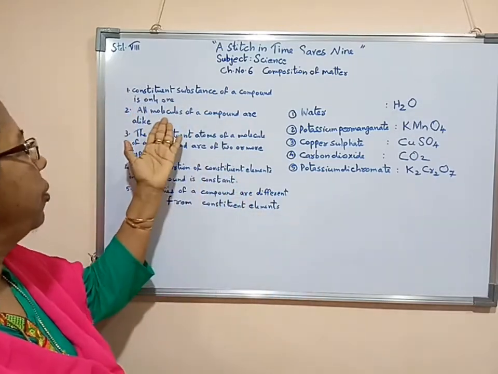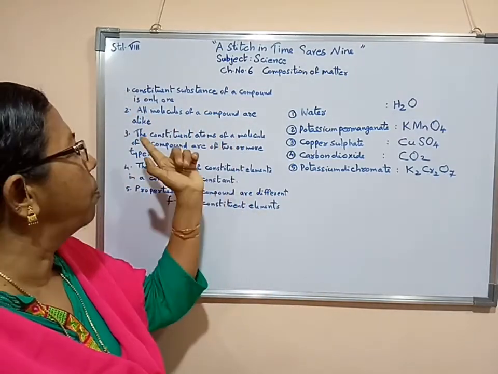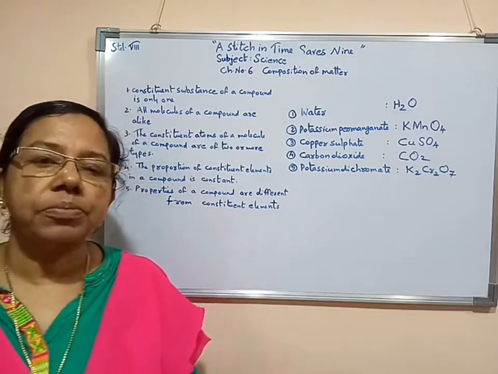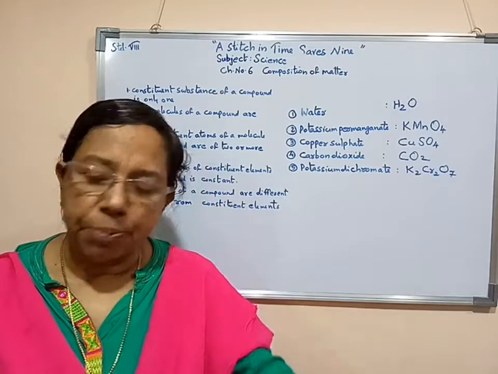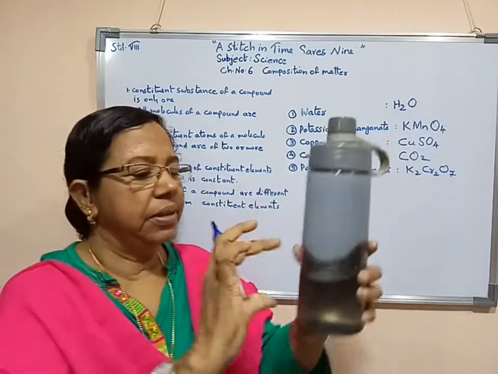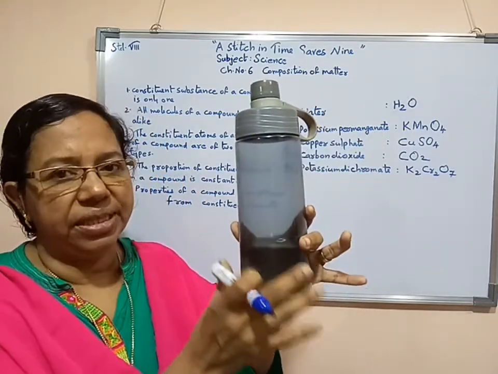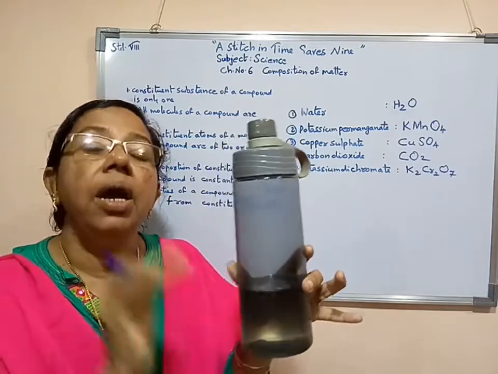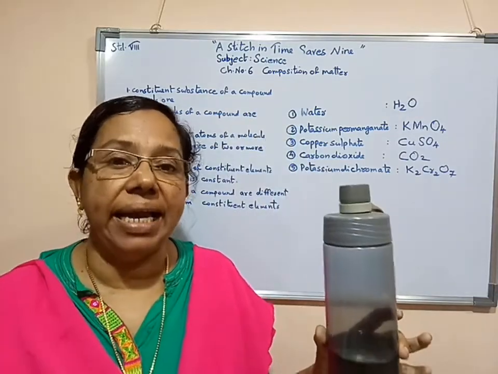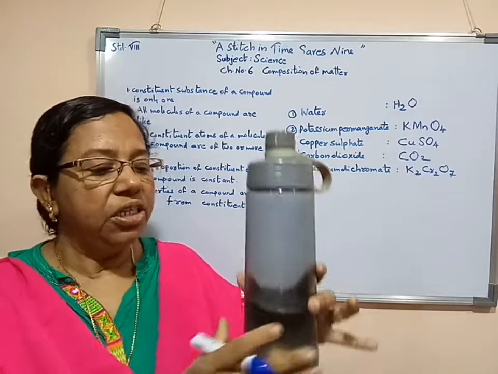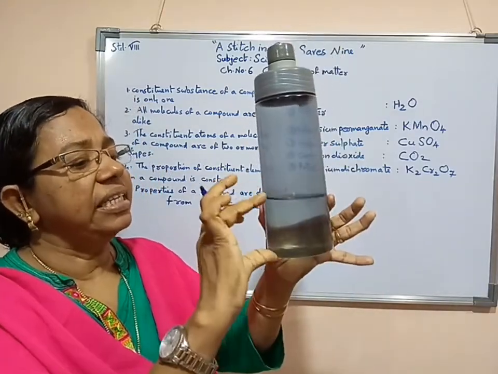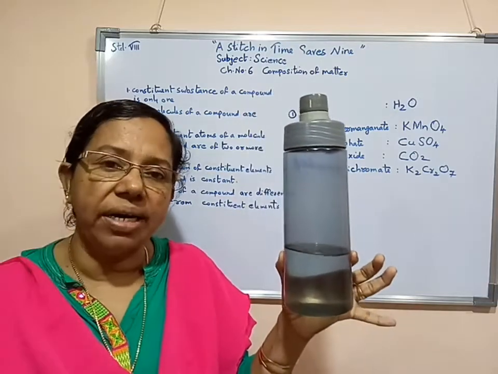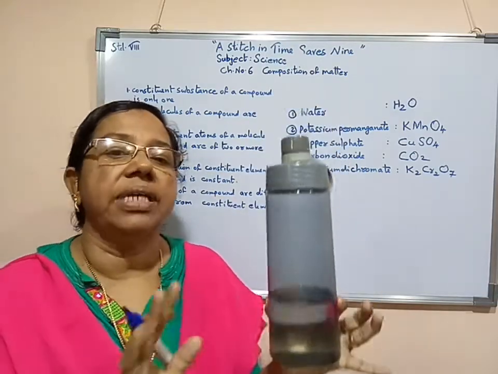Let us see now the second point: all molecules of a compound are alike. One more thing: suppose again I am taking water. This water is made with water molecules only. All water molecules are alike. Alike means the same. So we can say this water contains only water molecules, and all water molecules are alike.